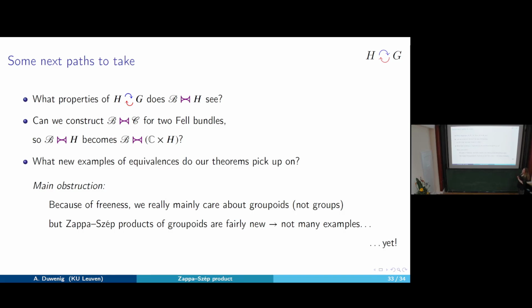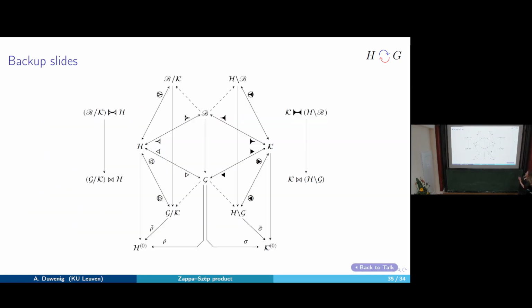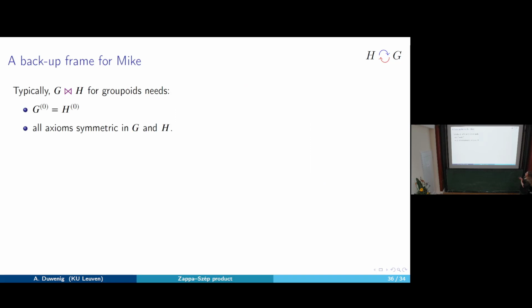This was my last slide, but I still have lots of time. So yeah, this is not the slide. This actually shows you that you should be happy that I tried to avoid as many technicalities as I could. So this is just all the actions floating around in our paper. And here is one little backup frame from Mike.